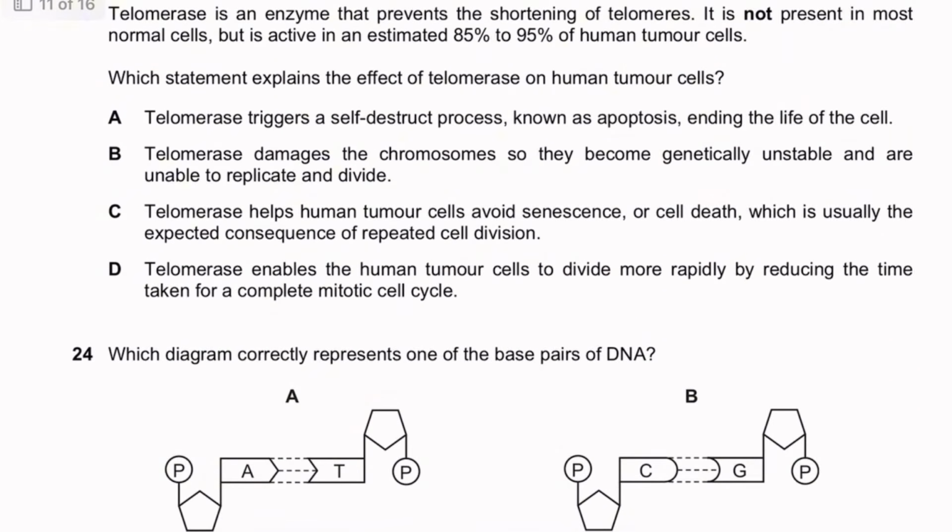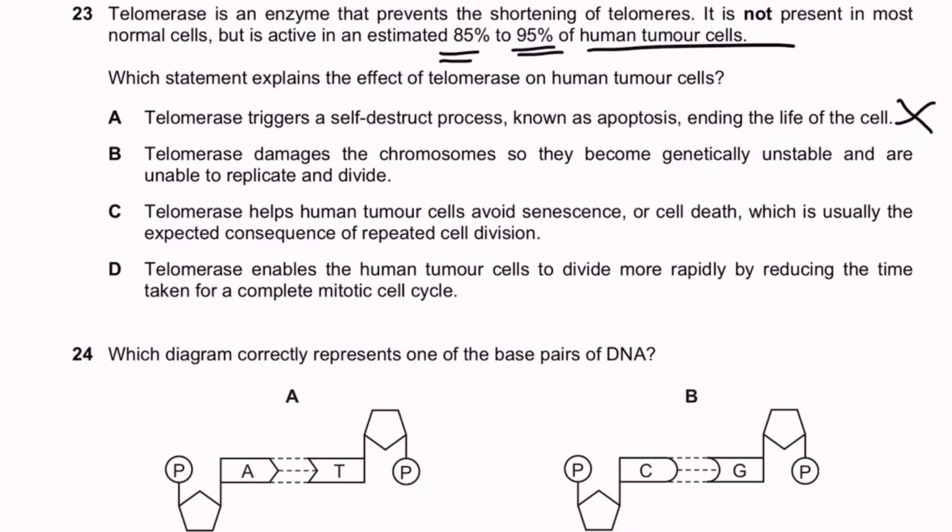Telomerase is an enzyme that prevents the shortening of telomeres. It's not present in most normal cells, but is active in an estimated 85% to 95% of human tumor cells. Which statement explains the effect of telomerase on human tumor cells? Telomerase triggers a self-destruct process known as apoptosis, ending the life cycle. Not true. Telomerase helps the cell live longer by increasing the length of telomeres.